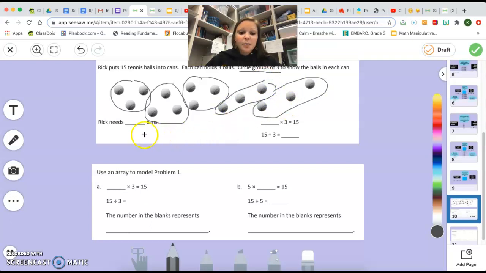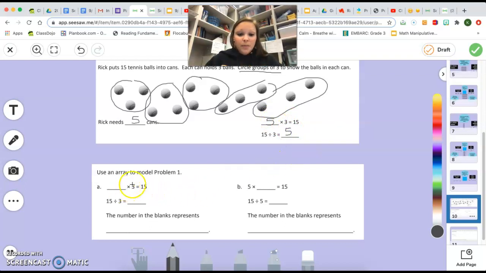So let's fill out these problems. How many cans does Rick need? 1, 2, 3, 4, 5. He needs 5 cans. And this tells me that 5 groups of 3 equals 15. So all I have to do is work backwards. 15 divided by 3 equals 5.